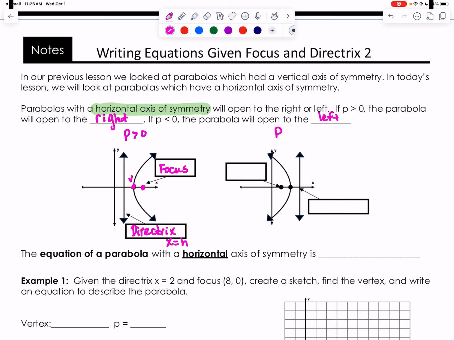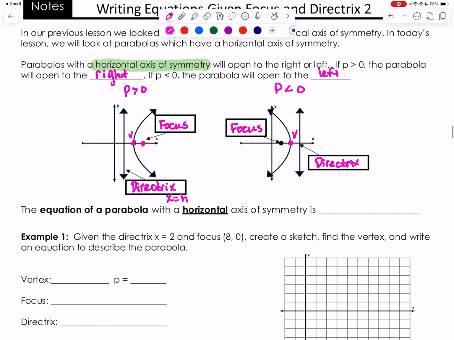All right. Now, our second parabola opens to the left. So parabolas open to the left whenever the value of p is negative. And so here we have our vertex. That means if we go to the right, we would have our directrix. And if we go to the left, we would have our focus. So very similar to our previous lesson.